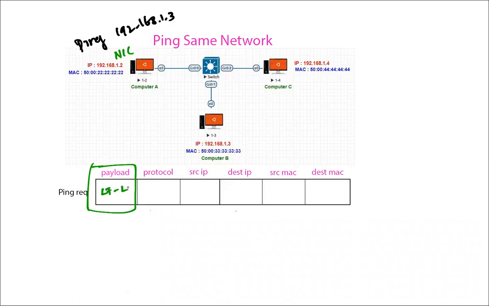Layer 7 to layer 5, this is what we say generally. That's the payload part. And then this is layer 4. I didn't write it here; I'm just directly going with layer 3.